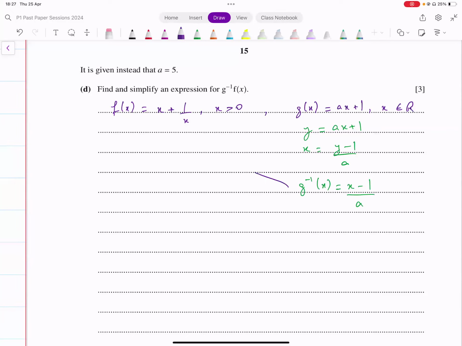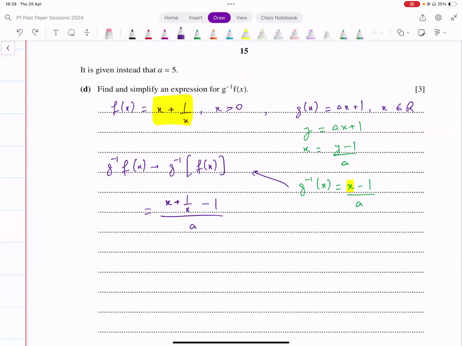And now we can find g inverse of f of x. That basically means inside the function g inverse, you have to input f. So in place of x here, you have to input x plus 1 over x. Let's see what that gives us. In place of x here, put that thing. That's x plus 1 over x minus 1, divided by a. And that is g inverse of f of x.